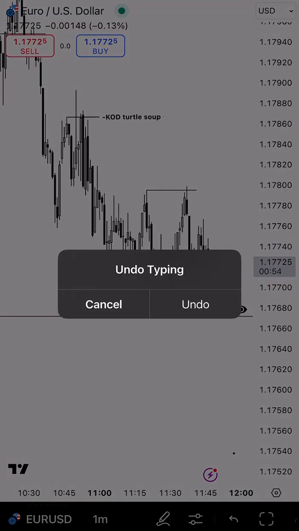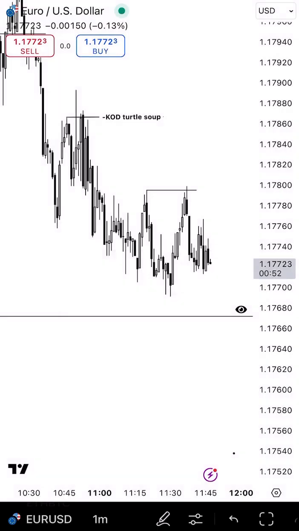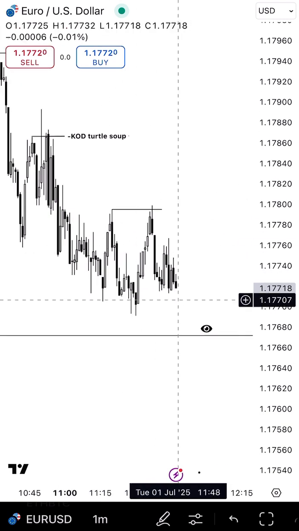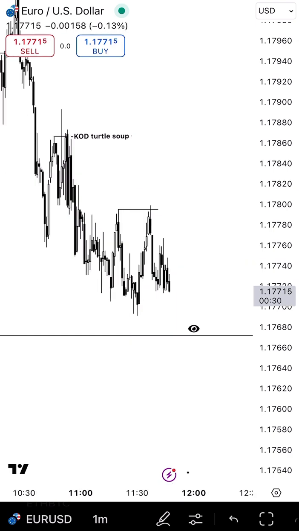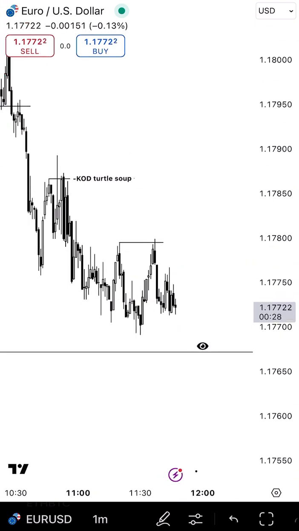Another pro tip, by the way, especially for tape reading, less for actual execution. For tape reading, it's better to do it if you have a larger screen, because you see more stuff instead of being stuck in this one small portion of the 1 minute chart. You get to see the whole thing.